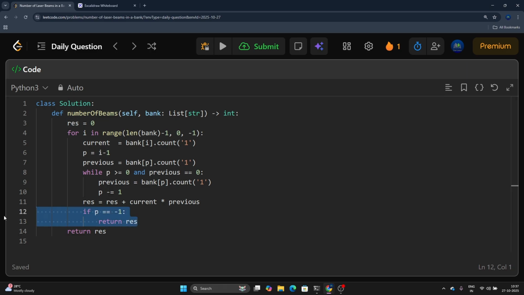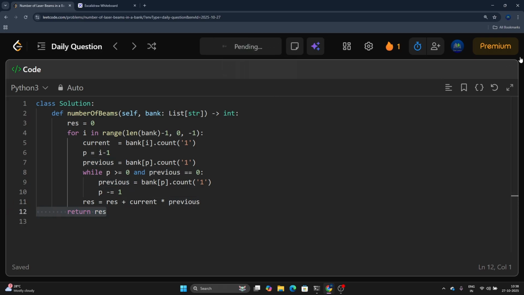You can even omit this particular step. It is not super compulsory. So now your solution looks more simple. Basically, you just need to count the number of devices in the current row and the previous row. And you need to find the previous row which actually contains some device, as long as you have a previous row. And this is how you can count the number of laser beams. You have current multiplied by previous. And then finally, you can return the value of result.